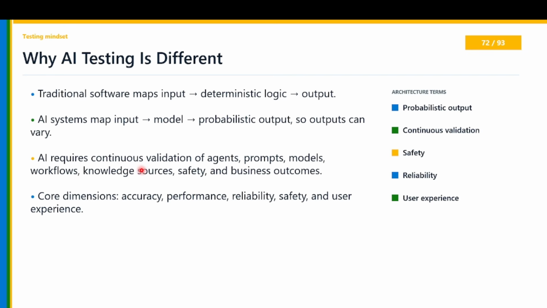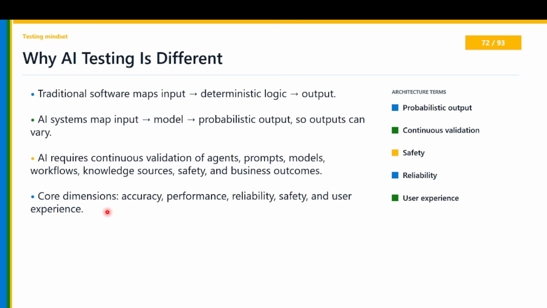So AI requires continuous validation of agents, prompts, models, workflow, knowledge sources, safety, and business outcomes. Very, very important. So agent testing, agent monitoring, and operationalization is more complex compared to deterministic or traditional software models. So core dimensions that you should be looking at in testing: accuracy, performance, reliability, safety, and user experience. These are core dimensions that you should focus on in testing.